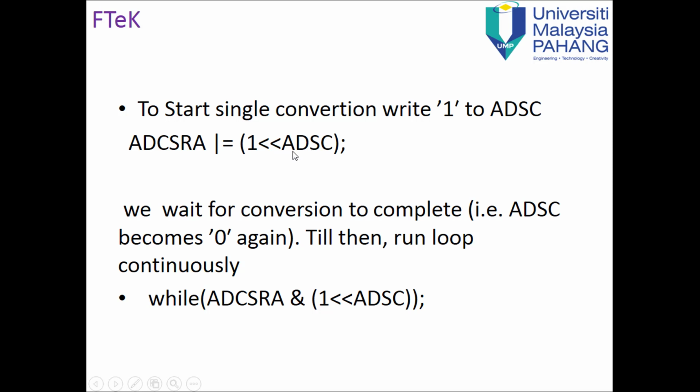You already know how to use these shifting things and the or-equal. This is interpreted as put 1 on ADSC in ADCSRA. This will start the conversion. Now I do this masking between ADSC and ADCSRA, so that it will continue looping until the result is 0. When this is 0, that means the conversion is finished.